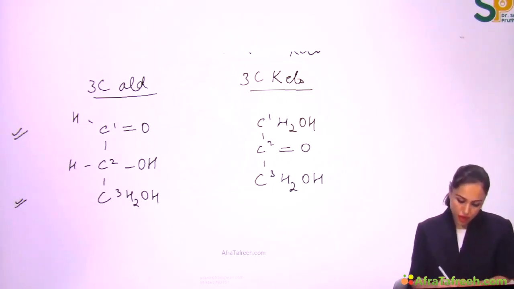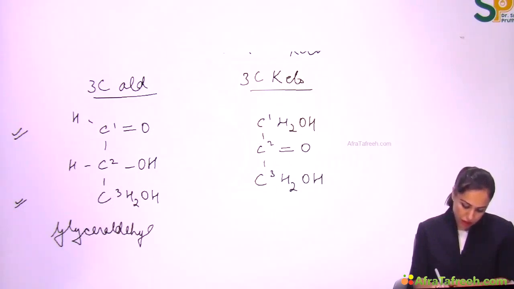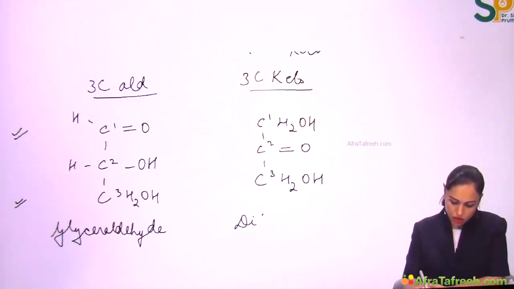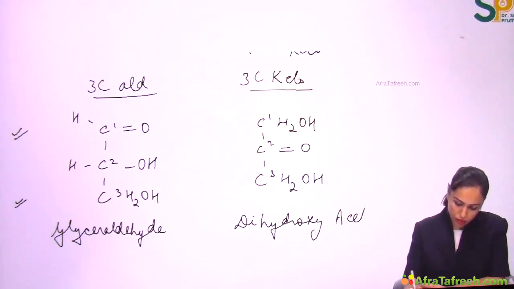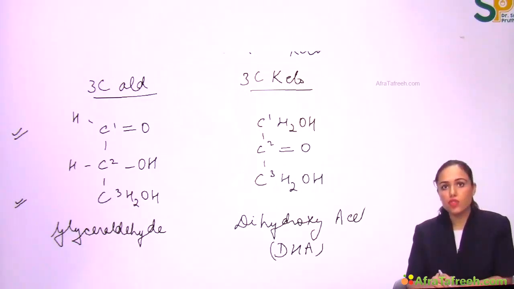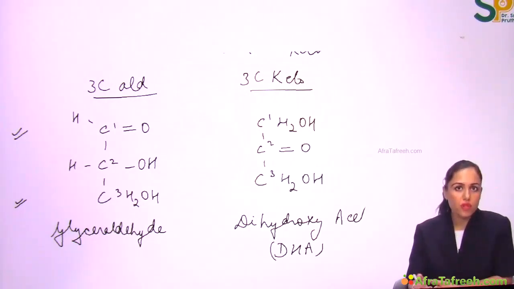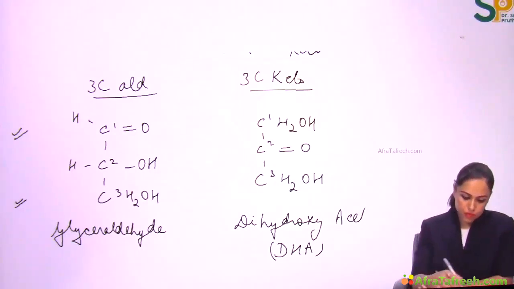Let's see the names. The name of the 3-carbon aldehyde is glyceraldehyde. The name of the 3-carbon keto is dihydroxyacetone, short form DHA. So can I say glyceraldehyde and DHA are functional isomers of each other, right? Because they differ in the functional group, they have the same molecular formula.